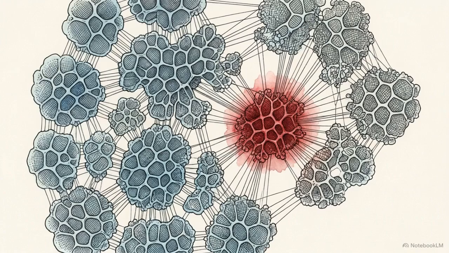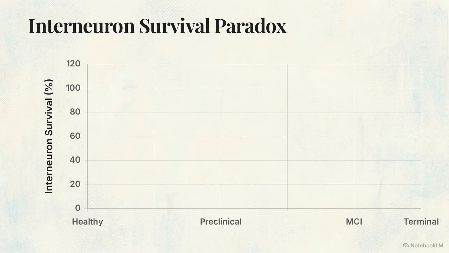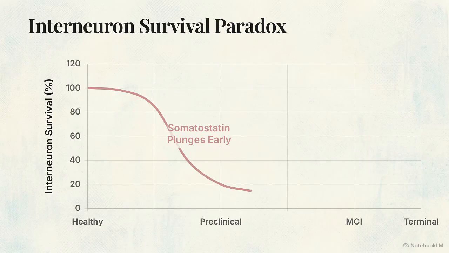When researchers sequence the RNA of individual brain cells in Alzheimer's patients, the resulting single-cell atlases reveal an anatomical contradiction. The data shows exactly which neurons die and when, but current molecular models cannot explain the order in which they fall. This graph maps interneuron survival across the progression of the disease. If we isolate the somatostatin interneuron population, a specific pattern emerges. The somatostatin population plunges downward early. These cells die off rapidly during the preclinical phase, long before a patient shows visible symptoms of dementia.